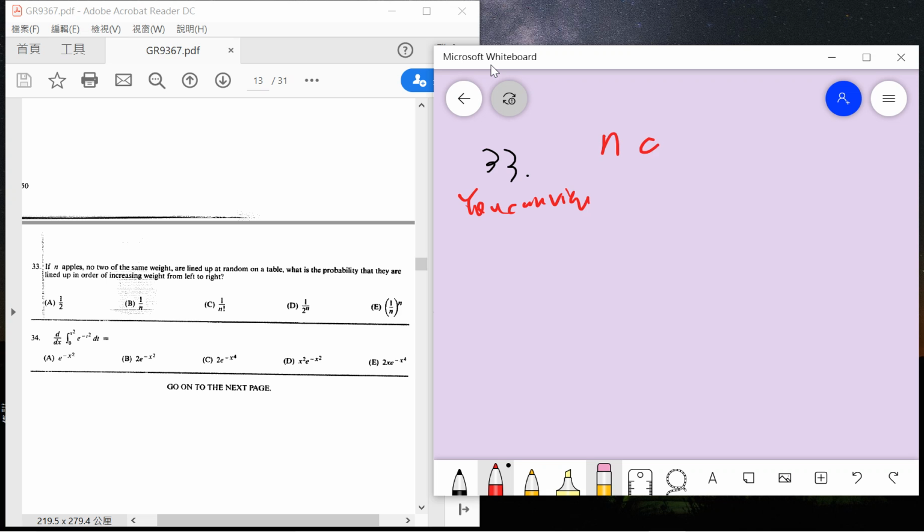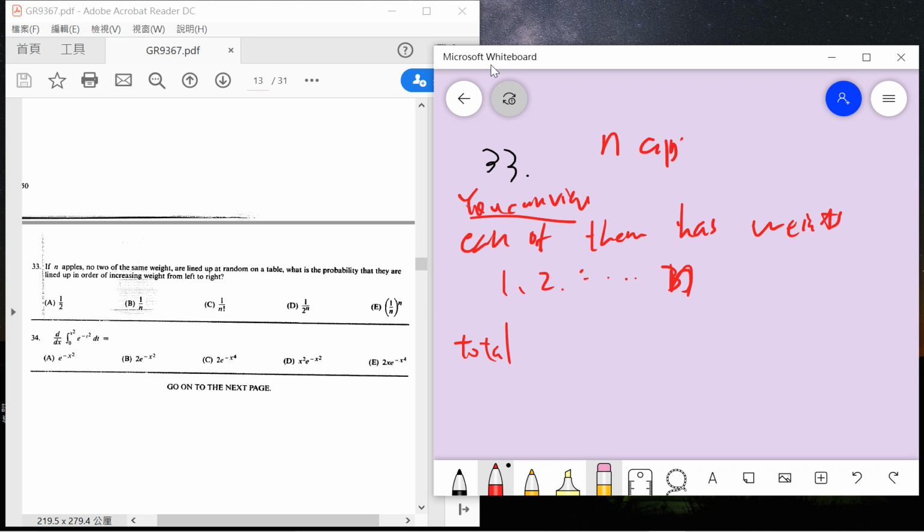Suppose there are n apples, so there are n apples. You can view each of them as having weights 1 up to n. So basically you have n factorial permutations, n factorial possibilities, but only one of them is in increasing weights, 1 to n. So the answer is 1 divided by n factorial. So the answer is C.